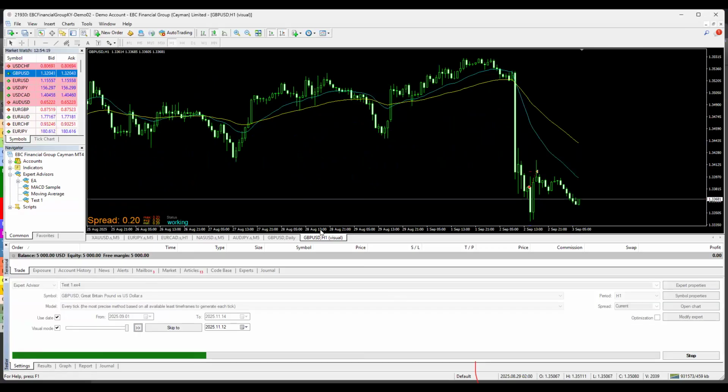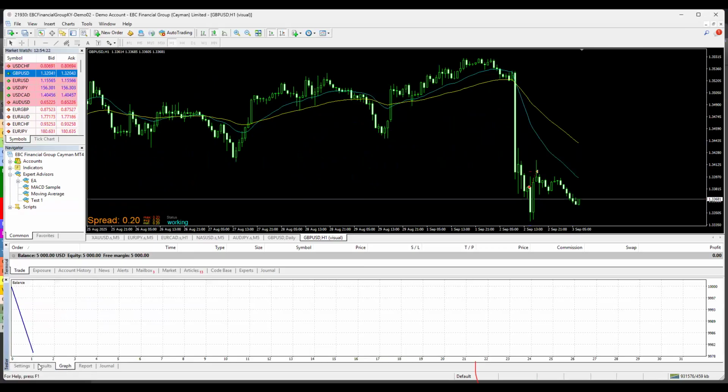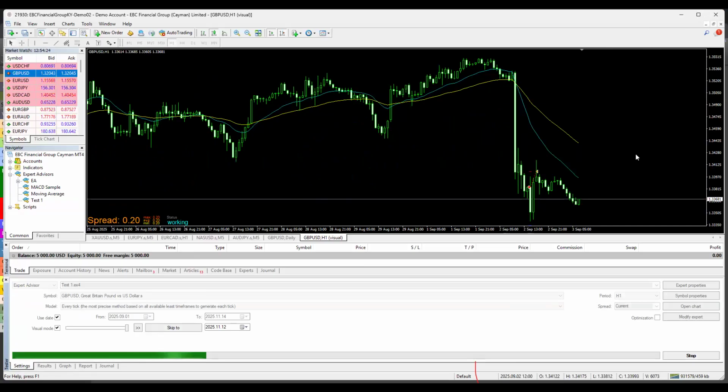So our EA is running. I think it's already taking a trade. You can see on our graph we had a trade down. Now, where did it take that trade? What happened?